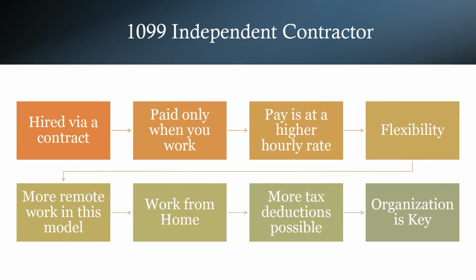So as a 1099 independent contractor, you're going to be hired via a contract to provide the work. You're only paid when you work, and the rate that you're given is generally at a higher rate, as I just discussed in the W-2. You do have the flexibility to say when you're going to work and how many hours and days of the week that you're going to work.